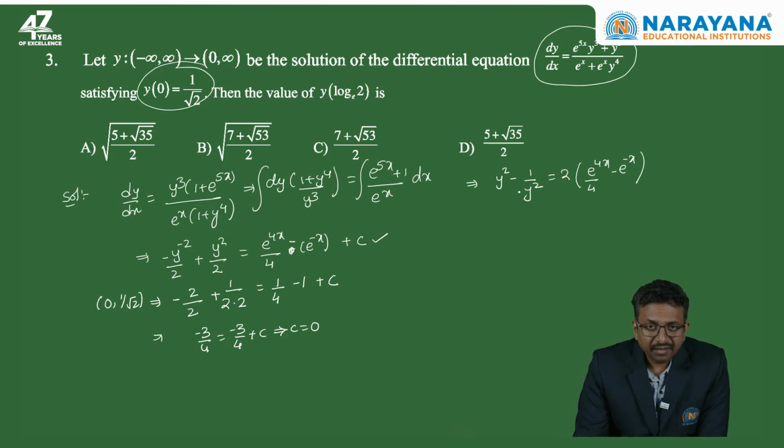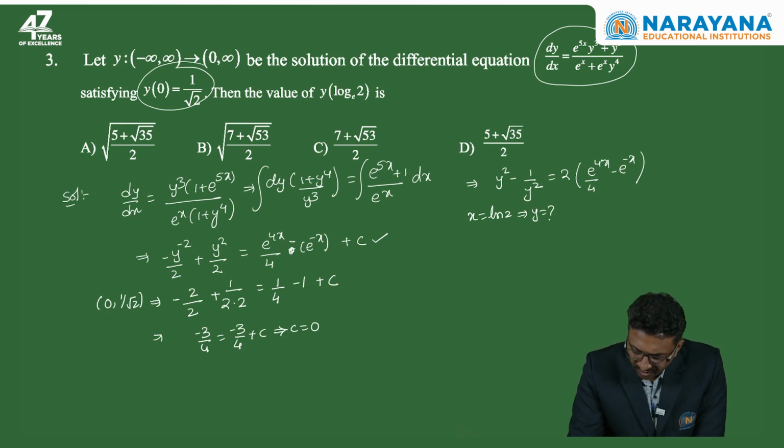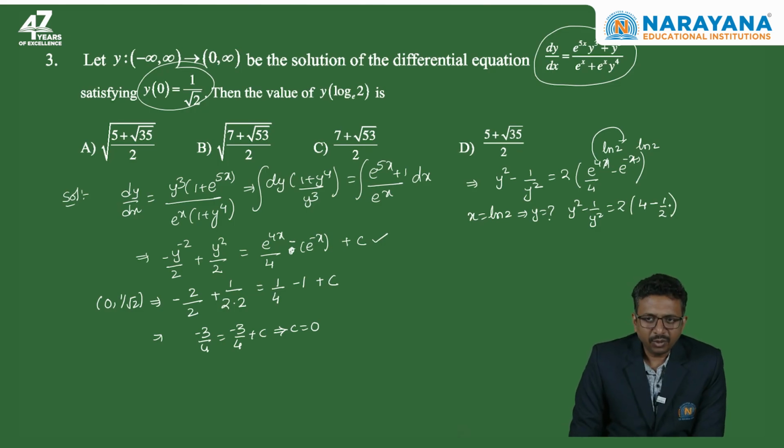So let's find y of ln 2. So x is equal to ln 2, y is equal to how much? That's the question. If you put x is equal to ln 2, this 4 goes up, it is e power ln 16, which is equal to 16 by 4 is 4. So y square minus 1 by y square is equal to 2 times 4 minus, so here also in the place of x, if you put ln 2, this will be ln 1 by 2, so minus 1 by 2.